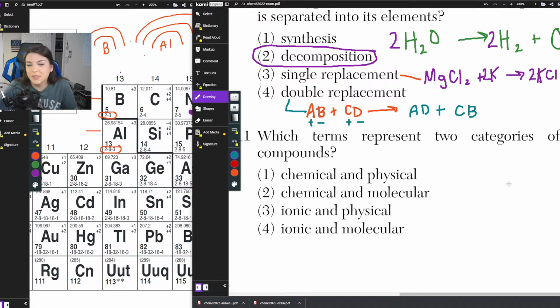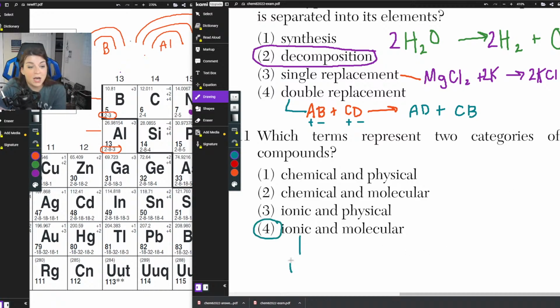Chemical and physical, there is no such thing as a physical compound. It's just a silly thing. Chemical compounds and molecular compounds, I don't know what that is supposed to mean. Chemical compounds are just chemicals. Ionic and physical doesn't make any sense. And it is ionic and molecular. That's really what it is.